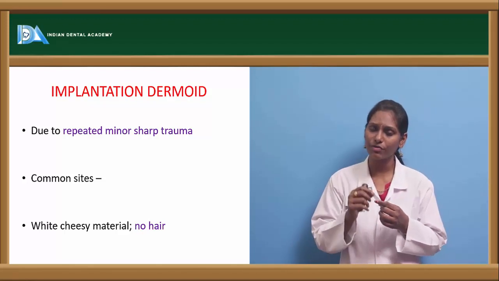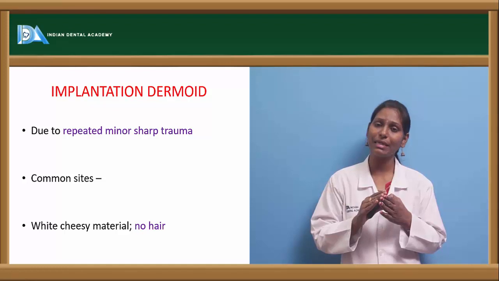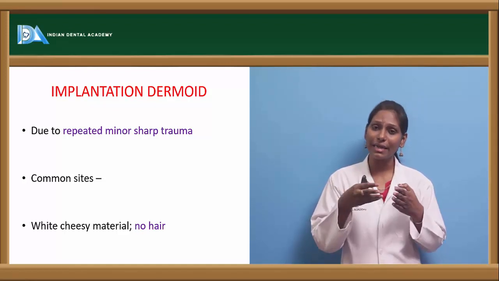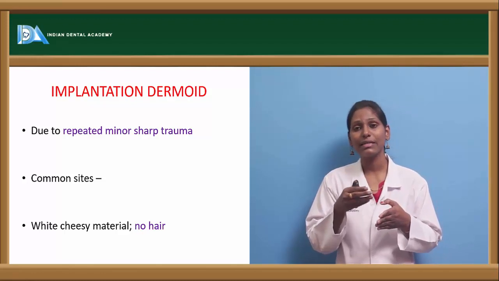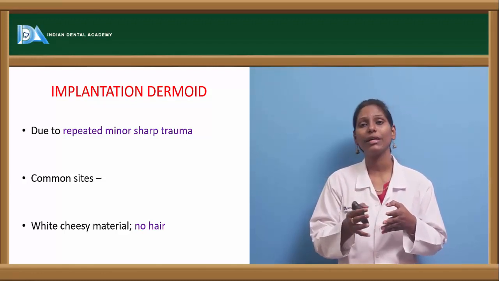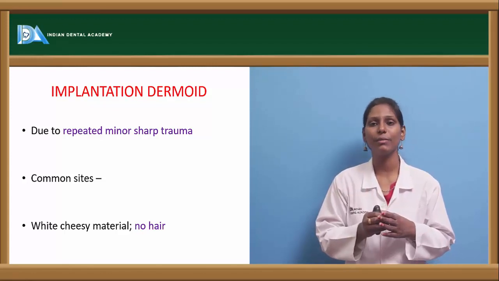Because of this minor trauma along these penetrating wounds, the superficial epithelial layer gets implanted, it gets entrapped between these traumatic structures. When these desquamated cells get entrapped, they later liquefy, forming a cyst. It is nothing but our implantation dermoid.